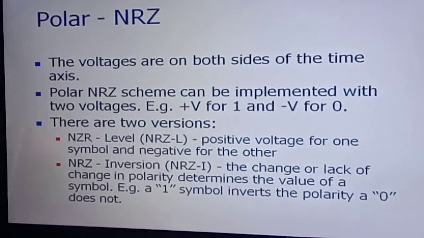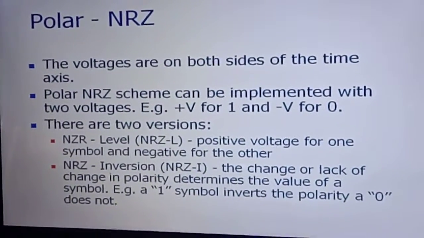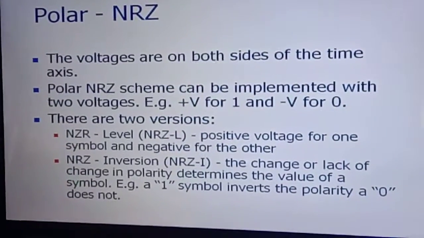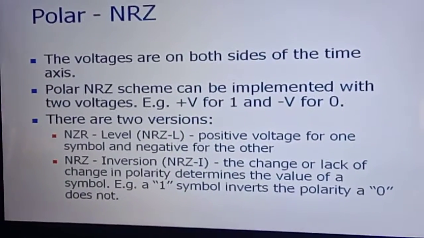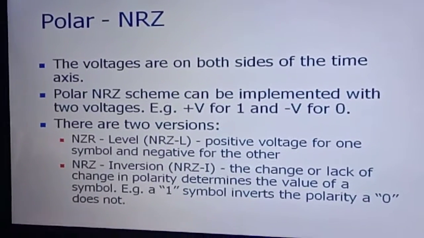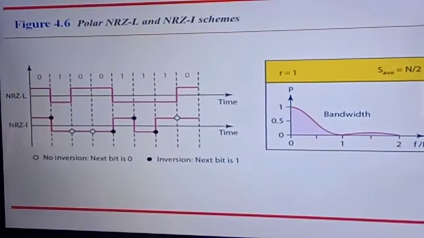But in non-return-to-zero level, the mapping is fixed: one for negative voltage and the other for positive voltage. For example, if you consider 1 for positive, 0 is for negative. So these are the two types in polar non-return-to-zero.